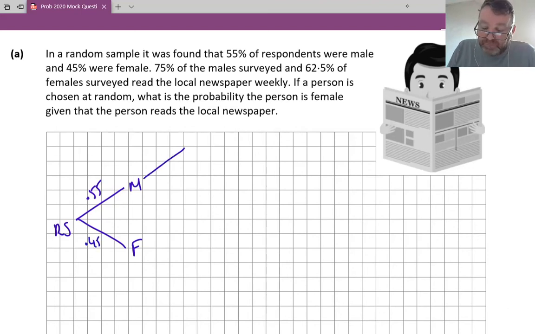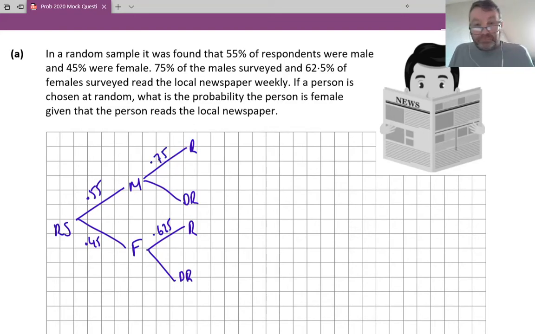Now, of the males, we have those who read and those who don't read. And likewise with the females, we have those who read and those who don't read. So let's see what they are. 62.5% of the females read, so that's down here, so that's 0.625, and 75% of the males, 0.75. Now, the other arms on those particular parts of the tree diagram are the values that bring them up to one. So that must be 0.25 here, and that must be 0.375 here.